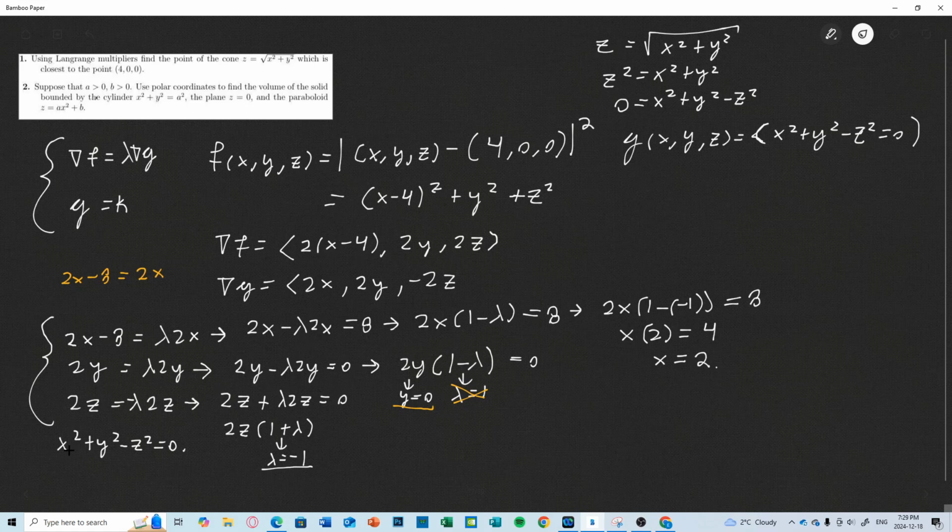And now this is where the constraint comes into play. Because we have y equals 0 and x equals 2, we have enough to solve for z. So this will become 2 squared plus 0 squared minus z squared equals 0. As you can see, 2 squared is going to be equal to z squared, or z is going to be equal to 2, meaning that x is equal to z. So that is going to be our first point, which I'll write at the bottom: the point (2, 0, 2).